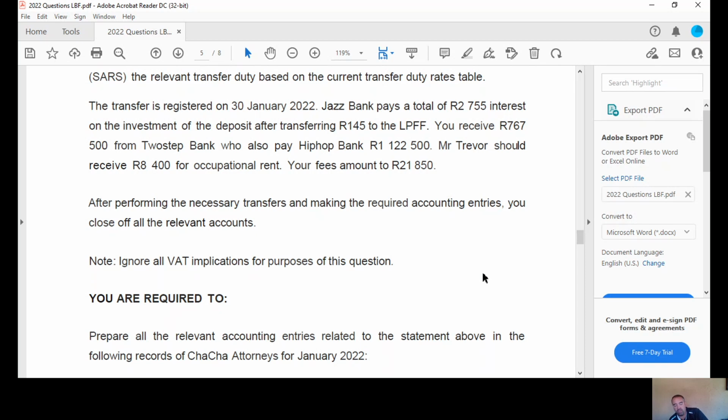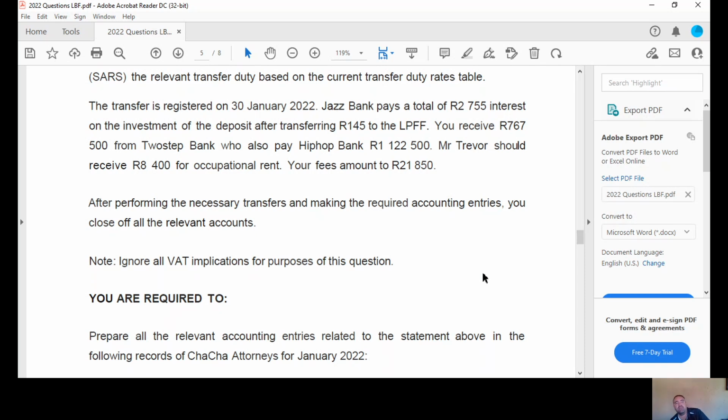Okay, then after performing the necessary transfers and making the required accounting entries, you close off all the relevant accounts. So at this point, you are going to do a journal from Mr. Buyer to Mr. Seller, which you guys will have to calculate. I'm just telling you, you're going to move the funds from Mr. Buyer to Mr. Seller to show that it's due to him, and you then pay out anything to Mr. Buyer that he must get. You pay out Mr. Seller, and you've got to do a trust to business transfer for your fees.